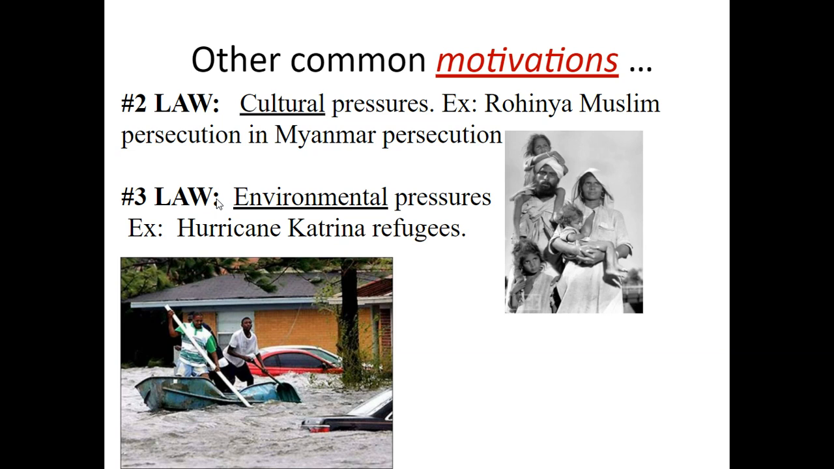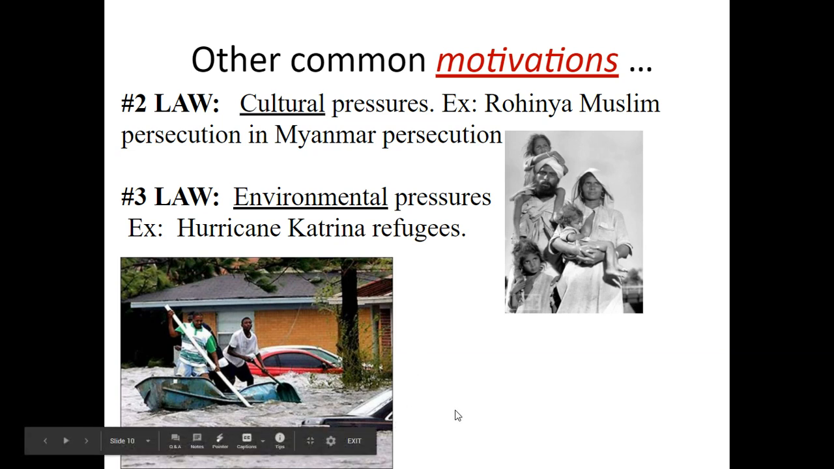So like the Rohingya, and it's Rohingya, or sometimes I see that with a G. You could just write Muslim persecution is an example of a cultural pressure. But number three, increasingly, we are seeing people having to move because of climate change and environmental pressures making where they're living inhospitable. So we saw this back in 2006 with Hurricane Katrina, and down in Louisiana, you could no longer stay because it was so flooded.